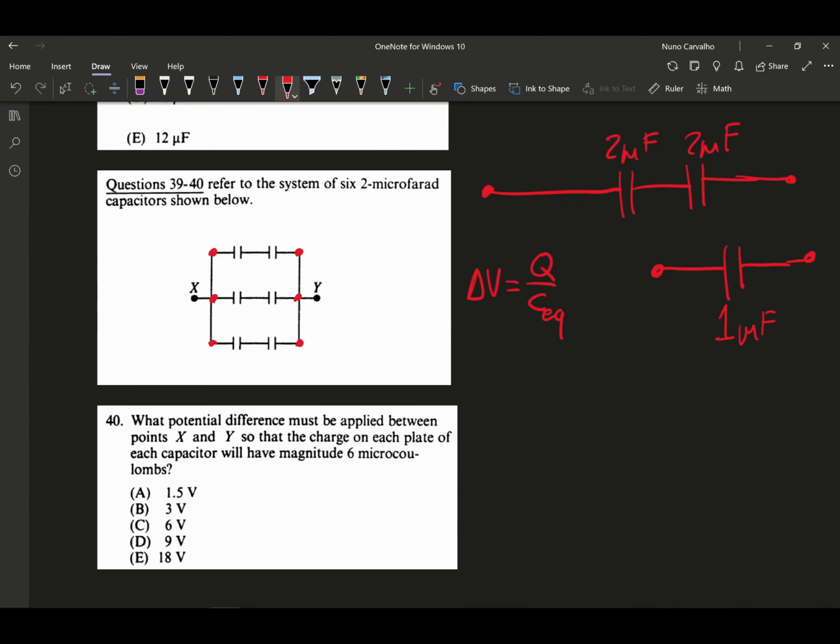And so then that begs the question, what's the Q on this? Well, it's going to be the same Q that was on this one and on this one, because that's, again, a property of capacitors that are in series, is that they share the same charge. And given the question here, we're told that that's 6 microcoulombs.